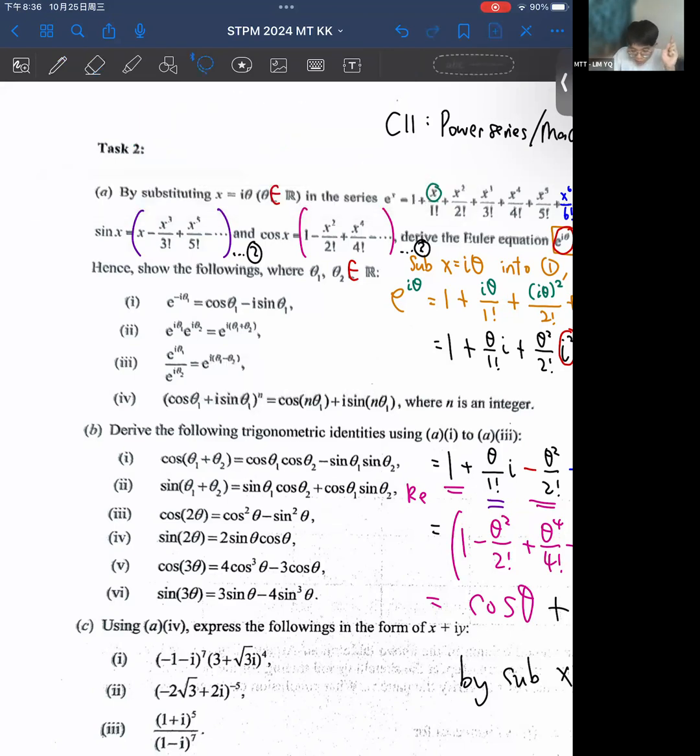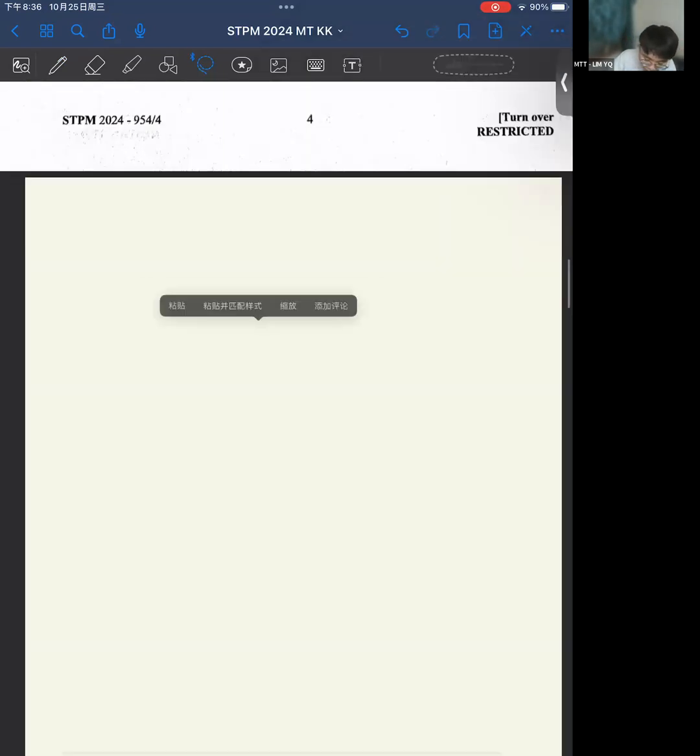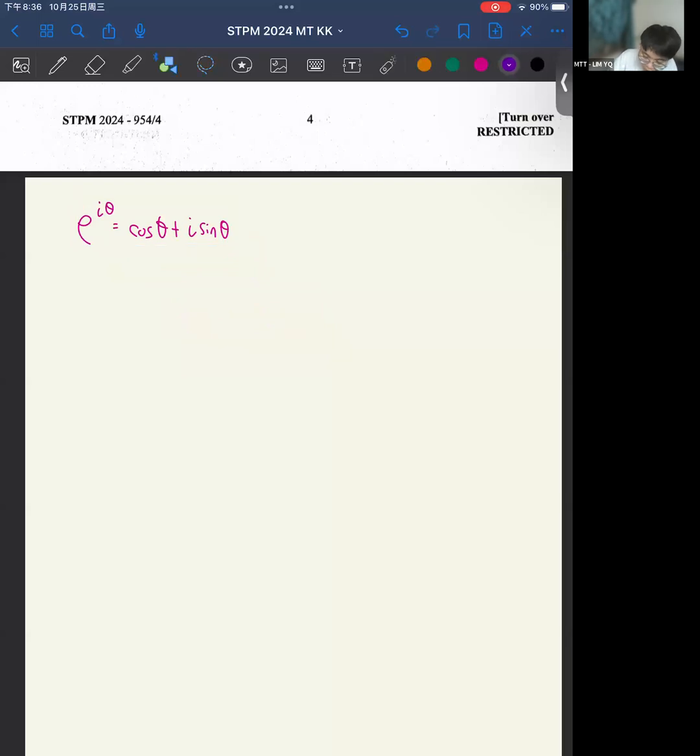So you will use this result to prove the other 1, 2, 3, 4. This one is very useful. I will put it here first, meaning that I will keep using this one. Give it a name, equation 4. I will keep using equation 4. Okay, part A(i).